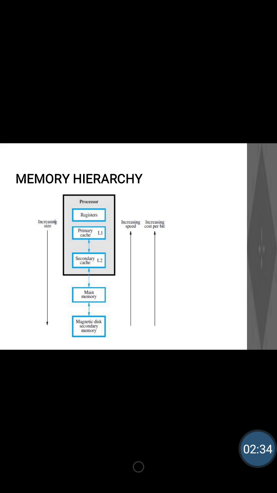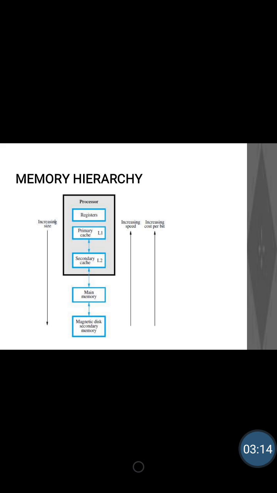So according to size, the smallest is the register, then comes cache, then comes main memory, then comes secondary memory. They go on increasing from up towards low, from register towards the secondary memory, as seen in the diagram. You can see in the diagram the size goes on increasing from register towards the magnetic disks, that is secondary memories. Registers are smallest, a little bit more spacious are primary cache, then comes secondary cache. Even bigger than the cache memories are the main memories, and even bigger than main memories are the secondary memories.